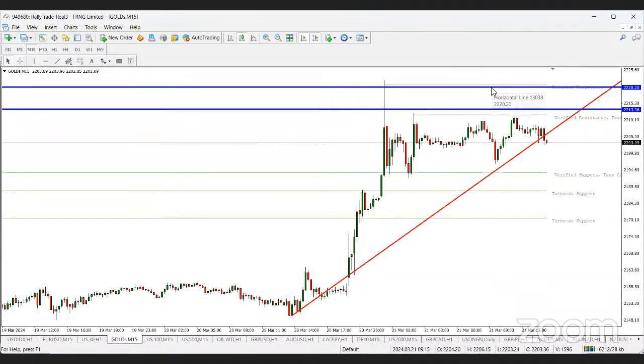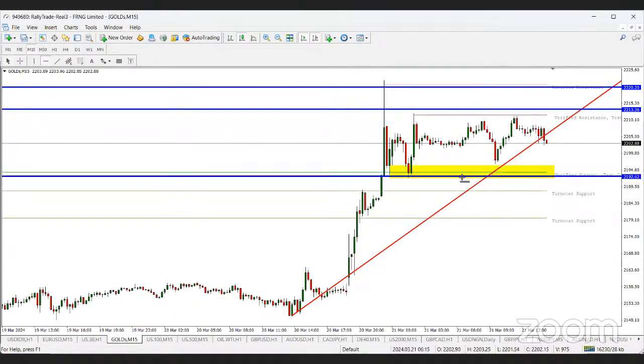Then for my sell on gold, even around this zone here, I will be looking out for a push up back in gold. Let's not forget that gold is on an uptrend, and given the kind of data we had, we expect that effect to last longer. So I'm buying gold from 2213 to around 2220.